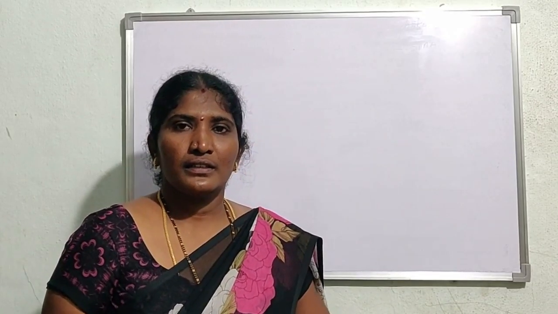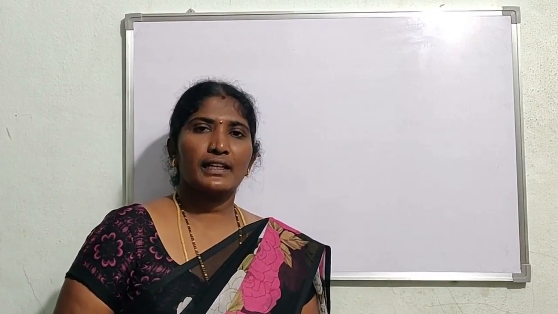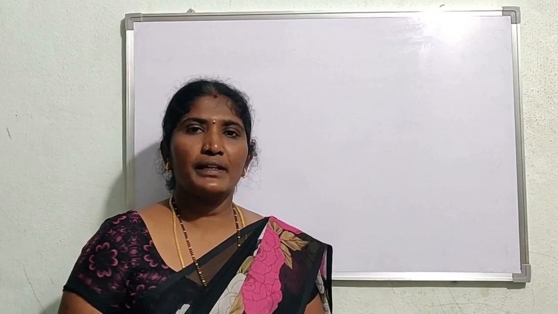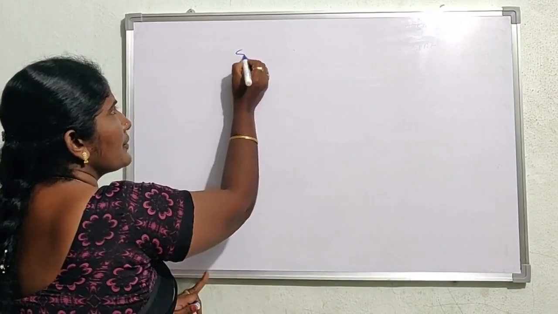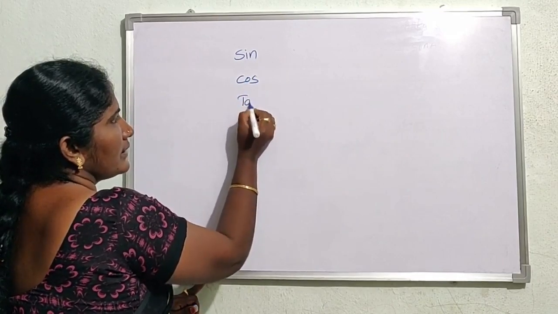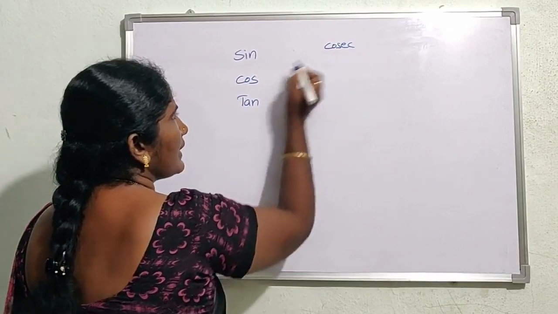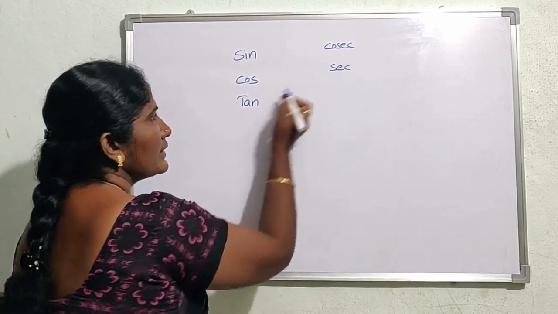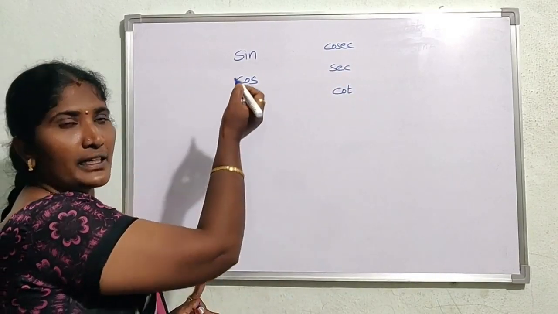Hi students, now we will solve exercise 11.1. In previous class, we learned trigonometry basics. What are the trigonometric ratios? 6 ratios. First ratio is sine, next cos, tan, reciprocal of sine, cosecant, reciprocal of cos, secant, reciprocal of tan, cot. These 6 are trigonometric ratios.